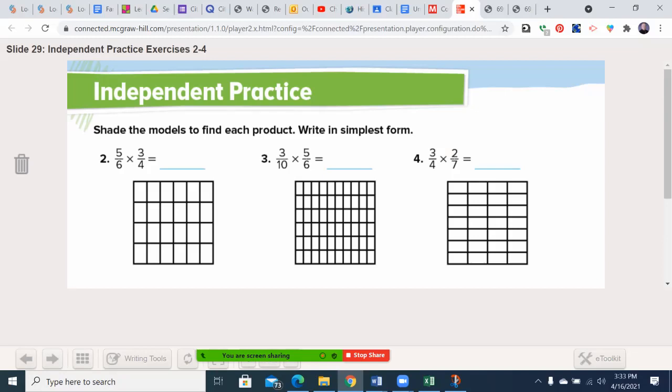Let's go ahead and try these 3 problems. You can use the models and write in simplest form. Go ahead, pause the video. I'll see you on the other side. Welcome back.